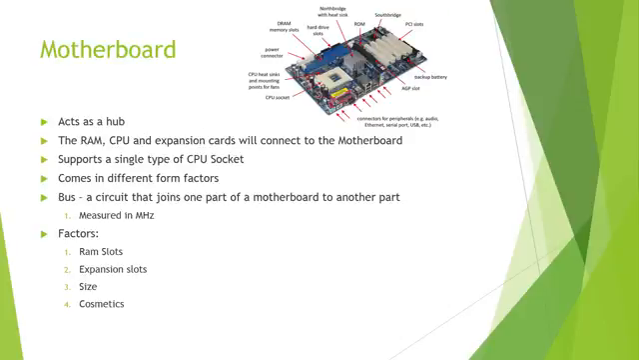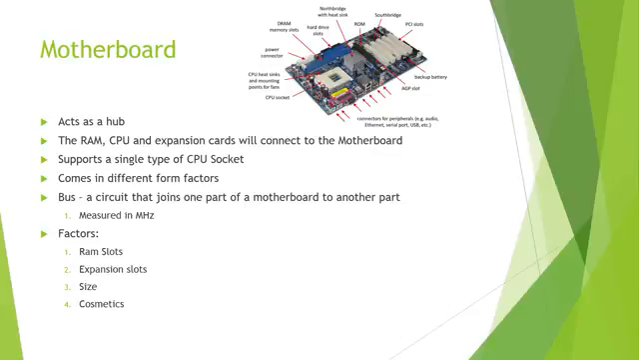Next, we're going to move on to the motherboard. The motherboard essentially acts as a hub. As you can see in the photo, it shows basically all the stuff that's on the motherboard. The motherboard connects the RAM, CPU, and expansion cards together, and it supports one single type of CPU socket. So again, you need to make sure that your CPU will fit into your motherboard. The motherboard again comes in different form factors, and the size of your case determines what motherboard you will get.